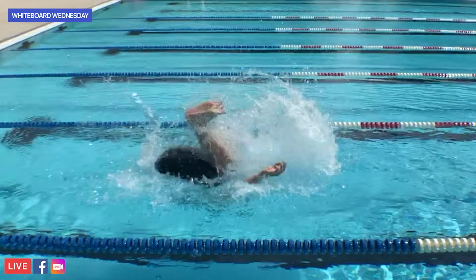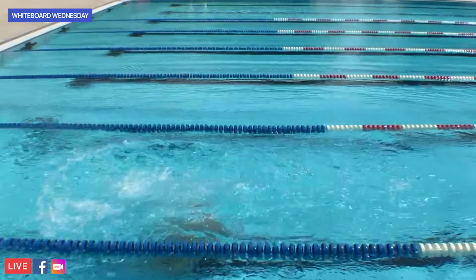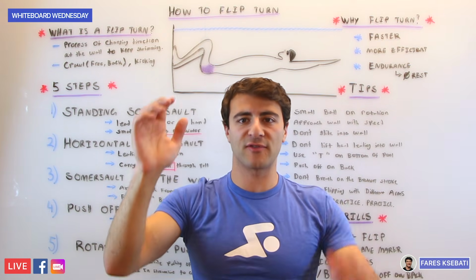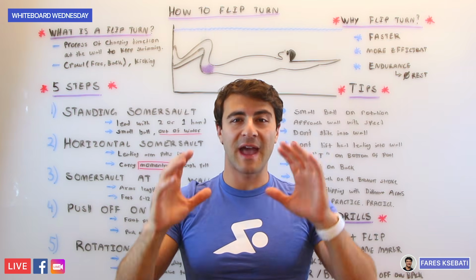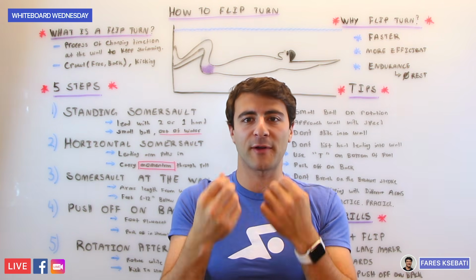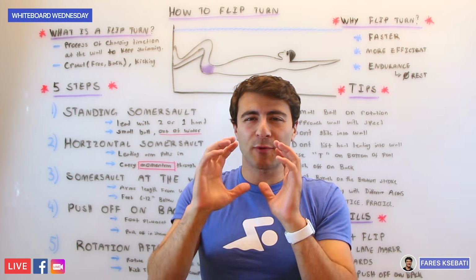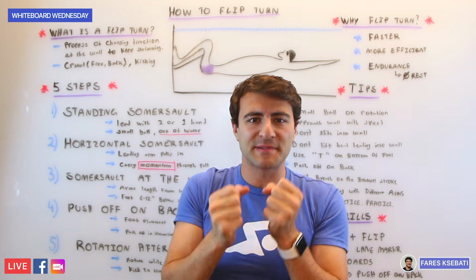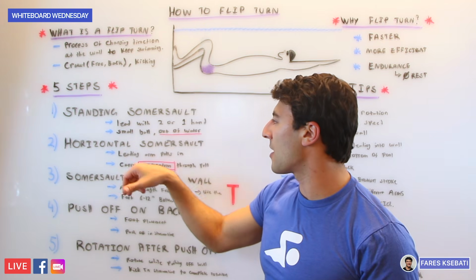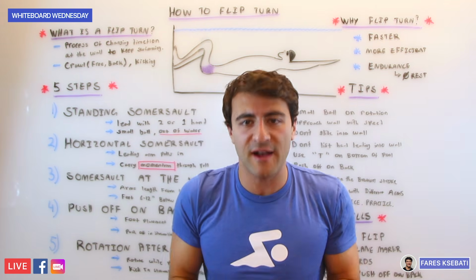So step 1 is the standing somersault, where you lead with either 2 hands or with 1 hand. 1 hand is a little bit harder, 2 hands is a little bit easier to get the momentum, and you flip straight over the top, meaning your feet follow your hands, follow your head, your chin is tucked in, and you want to get your body in as small of a ball as possible so that your rotation is faster.